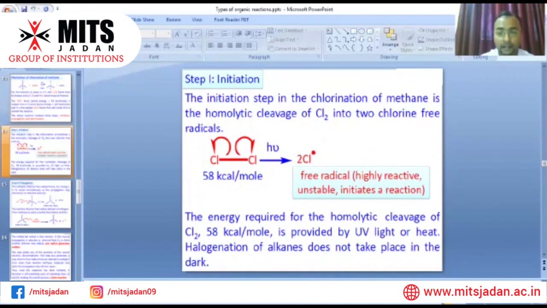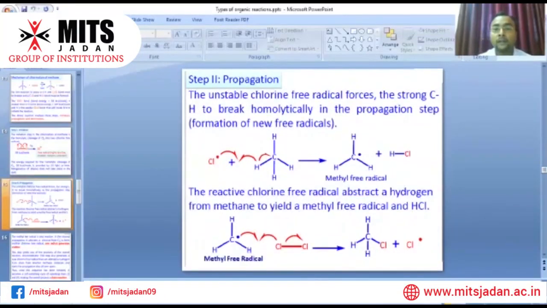So this is the essential condition for this reaction. That means this reaction only occurs in the presence of sunlight or heat. In dark conditions, this reaction is not possible. Now come to the second step, that is the propagation step. The unstable chlorine free radical causes the strong carbon hydrogen bond to break homolytically in the propagation step.